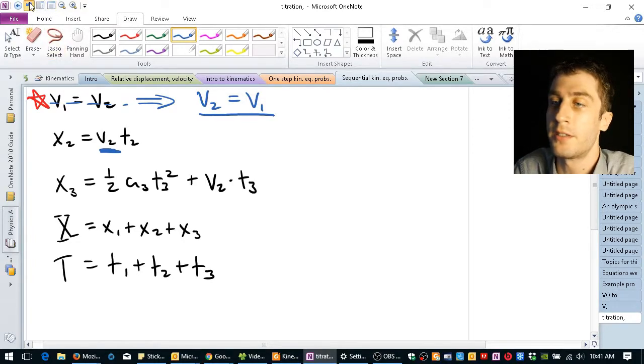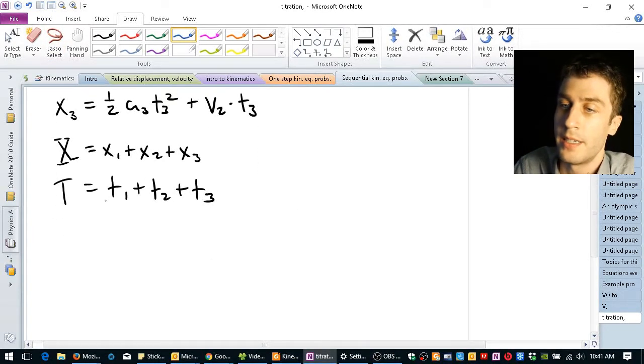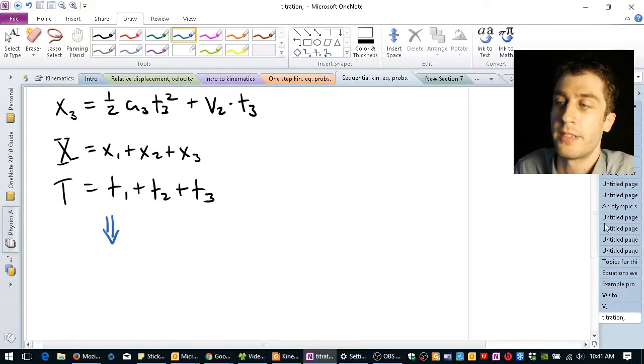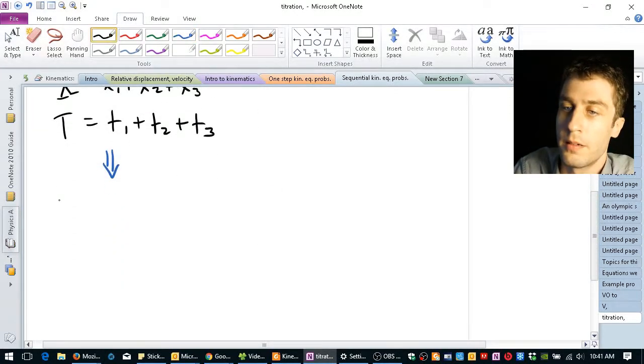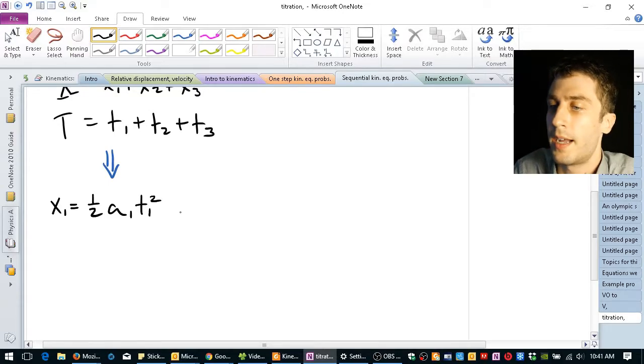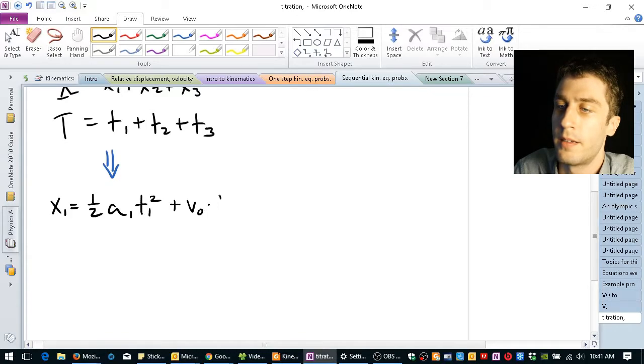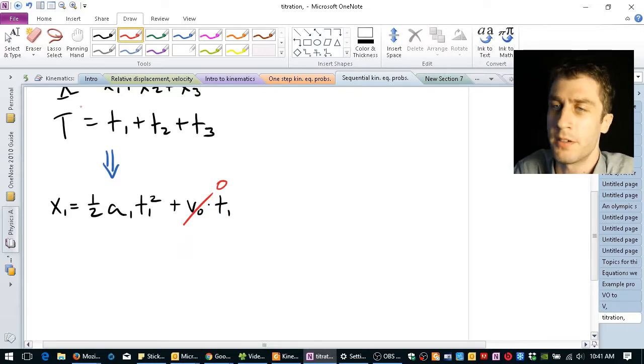But one of the things that students like to do, and I'm going to tell you not to do it, is skip equations. I want you to rewrite equations even if they don't change. So I get x1 equals 1/2 a1 t1 squared plus v naught t1. And I think now is probably a good time, sorry to tell you this a little bit late, to make use of the fact that v naught is equal to 0.